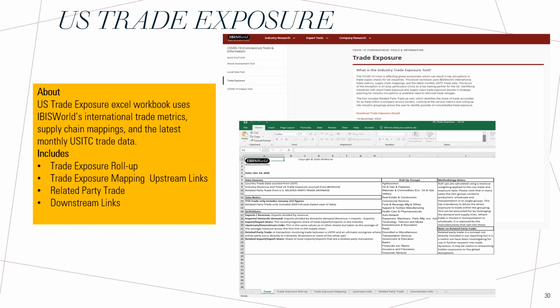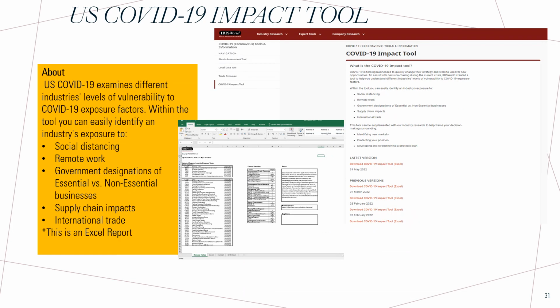We do have the U.S. trade exposure. So a little about this, it is the U.S. trade exposure Excel workbook that uses IBISWorld's international trade metrics, the supply chain mappings, and the latest monthly U.S. ITC trade data. It includes trade exposure roll-up, trade exposure mapping, upstream links, related party trade, and downstream links are also available.